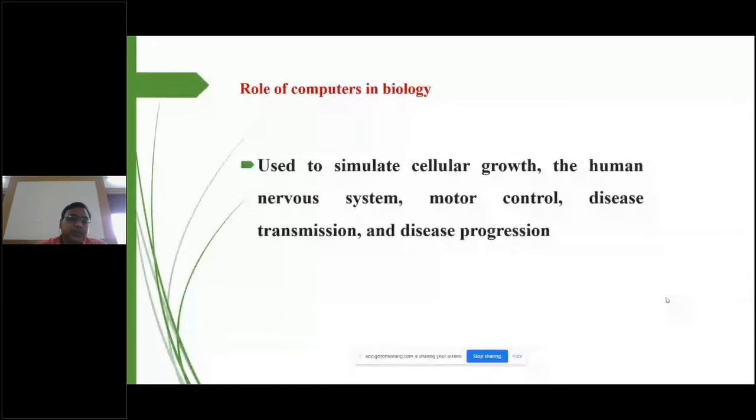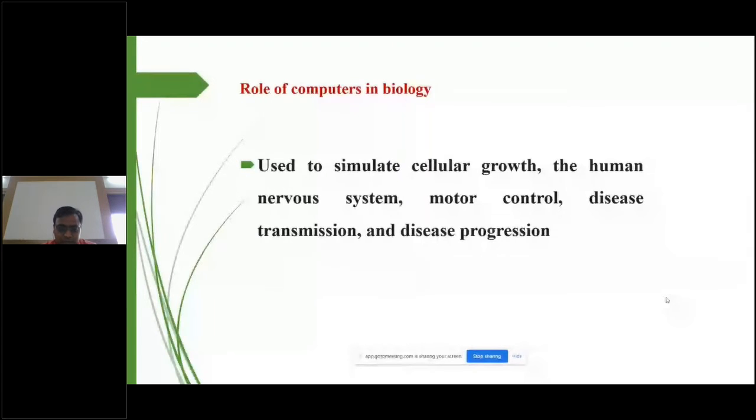What is the role of computers in biology? They are used to simulate cellular growth, the human nervous system, motor control, disease transmission, and disease progression. These are all situations where we are using computers. In disease progression, we are using radiological identification, some endoscopies, and MRI, CT scans, and digital X-rays.